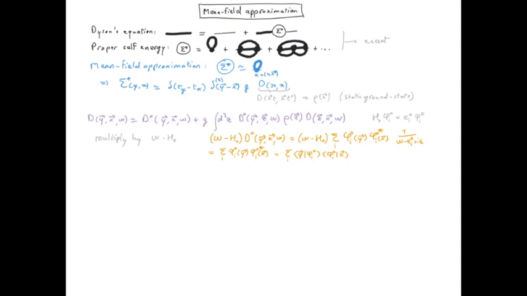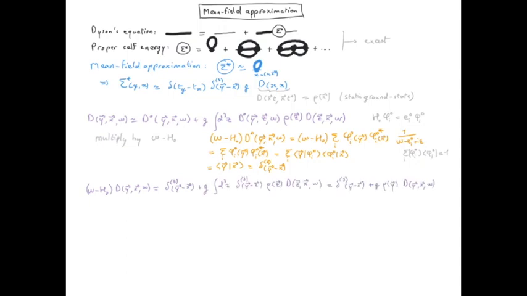Phi i naught spans the entire single particle Hilbert space, therefore the sum over i of phi i naught is just the identity. So multiplying Dyson's equation by omega minus h naught will give us two delta functions, here and here. We now substitute the expression for the propagator as a function of the single particle wave function and single particle energy in presence of interaction, which are the quantities we want to determine.